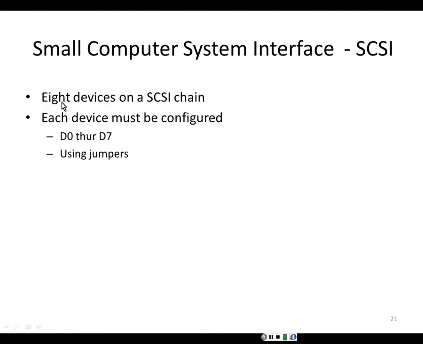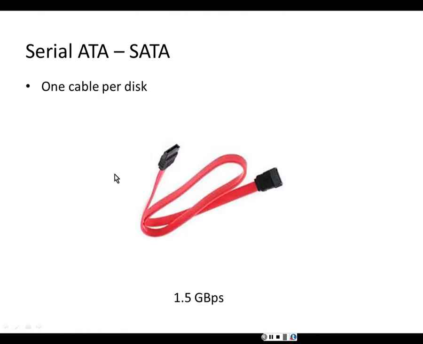So you can have 8 devices on a SCSI chain, but you have to remember that each device must be configured as device 0 through device 7, and the way you do that was with jumpers on the disk. So just make sure you don't have any 2 devices that are both configured as device 0, because then neither one will work.